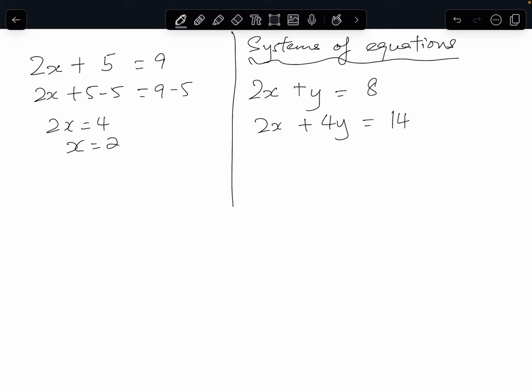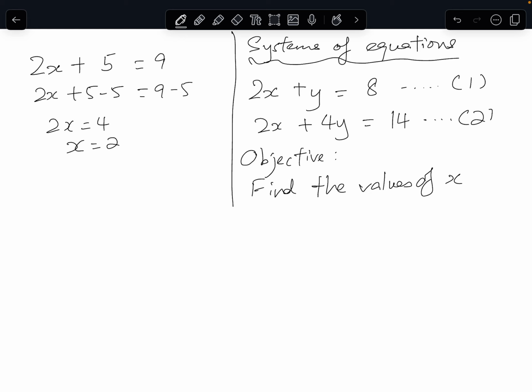Now the idea of solving systems of equations: having the first equation, let's call this equation 1, and I'm going to call this equation 2. My objective is to find the values of x and y which will satisfy both equations at the same time. So whatever x and y you found should work for equation 1, and should also work for equation 2 as well. So, equations 1 and 2.